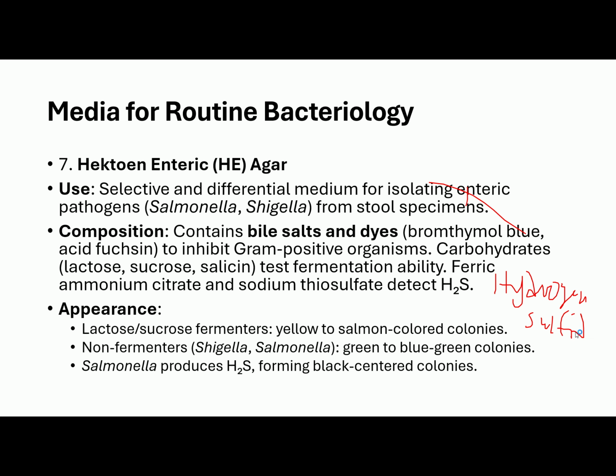sulfide. So if it's a lactose or sucrose fermenter sa HEA, they would appear yellow to salmon red colonies. Kapag non-fermenter like your Shigella and Salmonella, they would appear green to blue-green colonies. While Salmonella would produce hydrogen sulfide, producing black-centered colonies. So pakitandaan, class, kapag hydrogen sulfide, ang color associated with that is black.